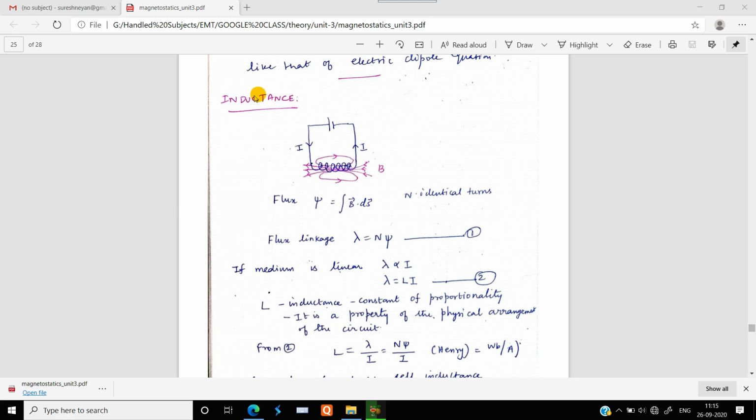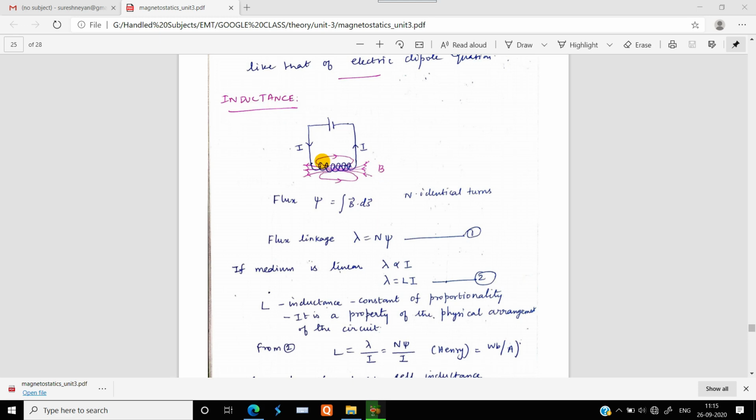In order to define the inductance, first we are going to see what we mean by flux linkage. The first primary concept of inductance is developed from the definition of the flux linkage. To know the flux linkage, first we know that the magnetic flux psi is equal to the surface integration of B dot dS vector. This definition we know from the discussions of the magnetic flux density.